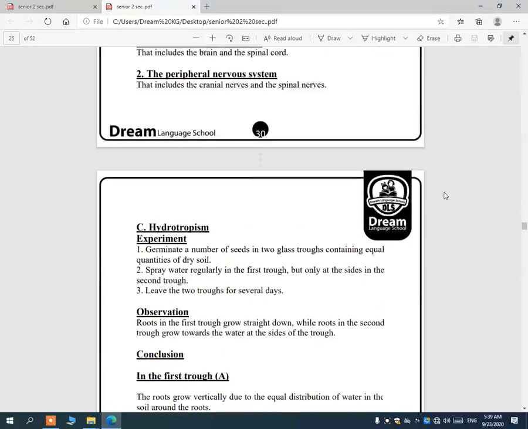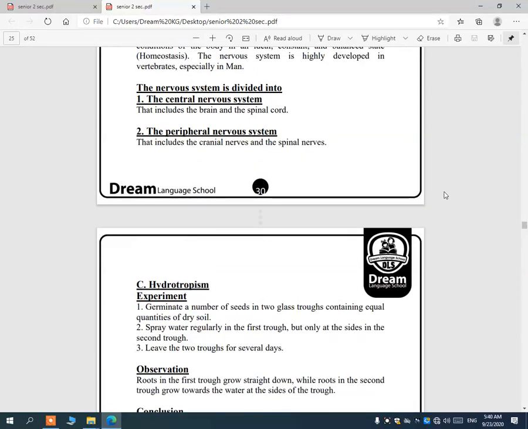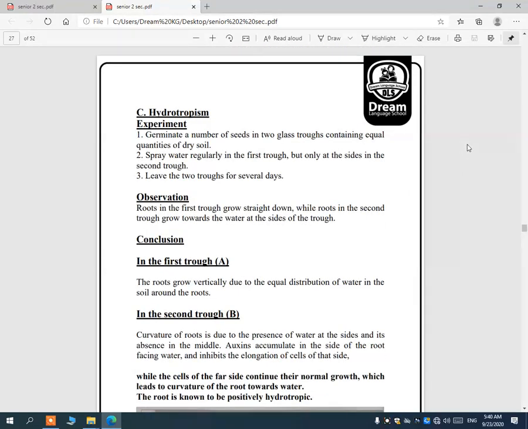We have also number two, hydrotropism. Experiment: we germinate a number of seeds in two glass troughs containing equal quantities of dry soil. We spray water regularly in the first trough, but only at the sides in the second trough. Leave the two troughs for several days. Observation: roots in the first trough grow straight down, while roots in the second trough grow downward toward the water at the sides of the trough.